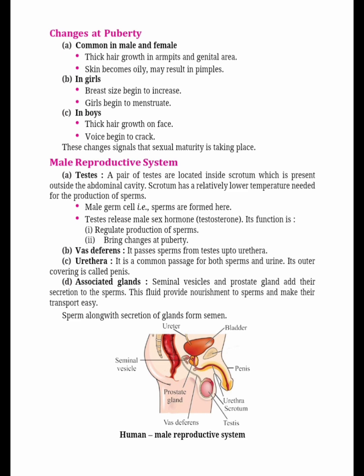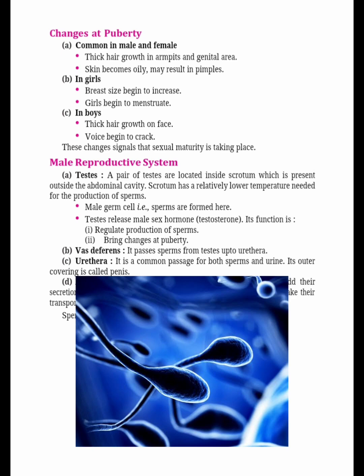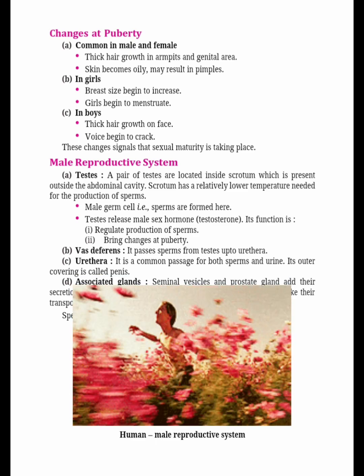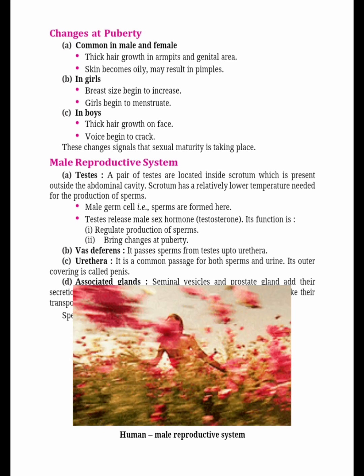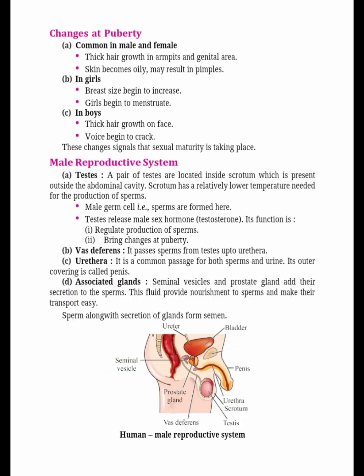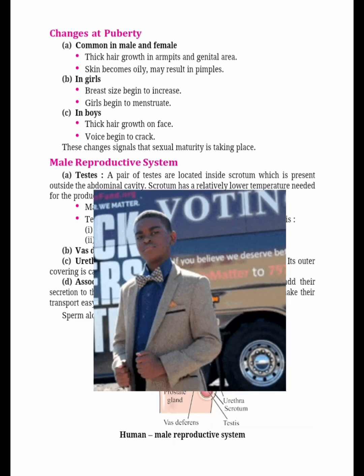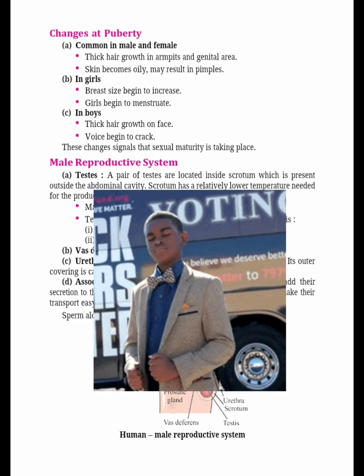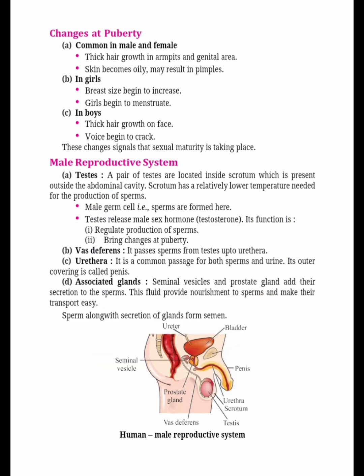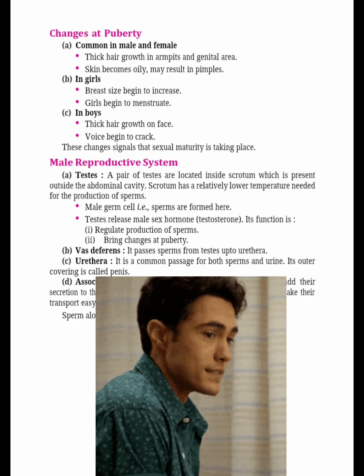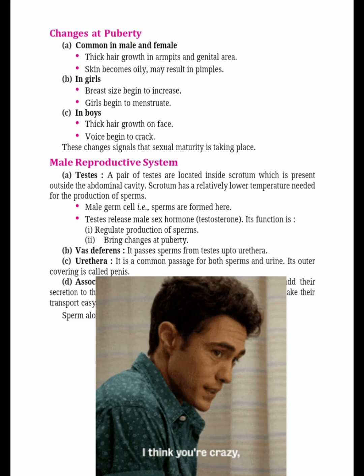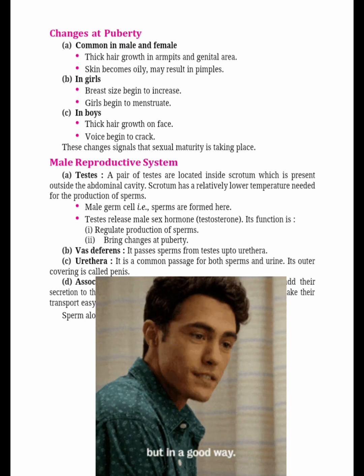Next, male germ cells, that is sperms, are produced here. Where? In the testes. A pair will be there. The testes release the male sex hormone, that is testosterone, during the puberty stage, as we have already studied in endocrine glands in Control and Coordination. Its function is regulating the production of sperms, and it brings changes in puberty. So there will be some changes in the male, such as beard, mustache, thick hair growth in the genital area, and the voice begins to crack. All these changes are because of the testosterone hormone.